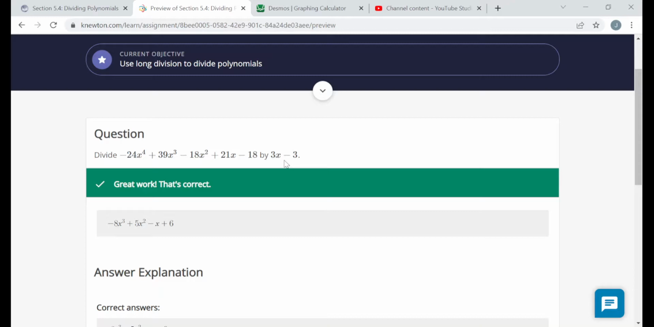So please understand that all the steps I perform for long division here can be applied when the divisor has a degree higher than 1. You can always do this long division.